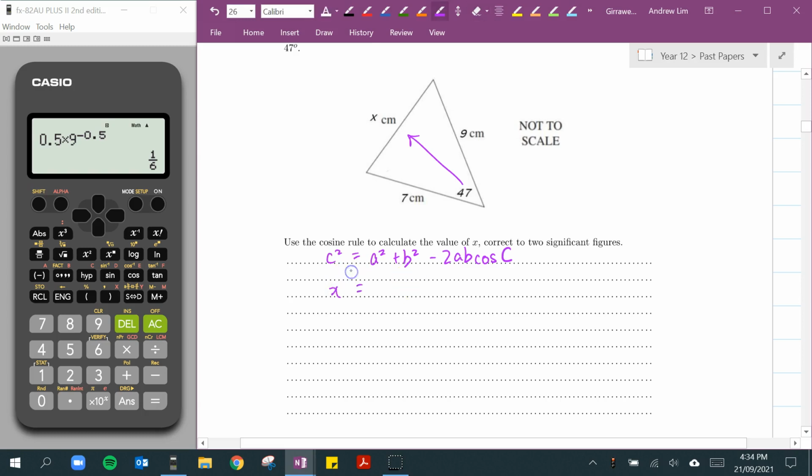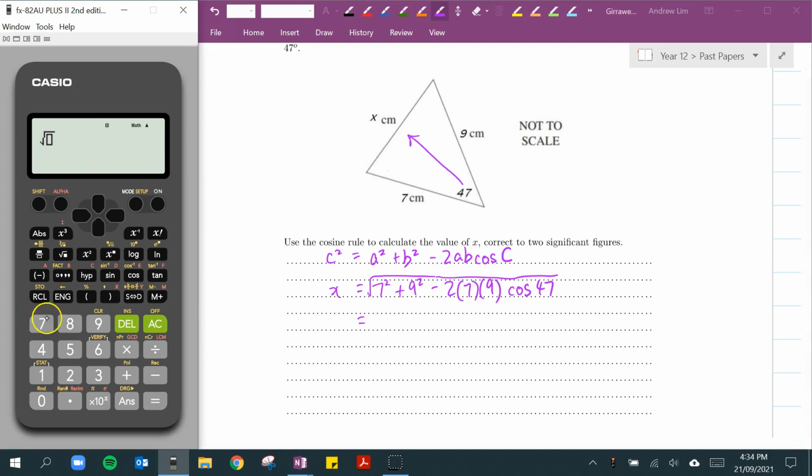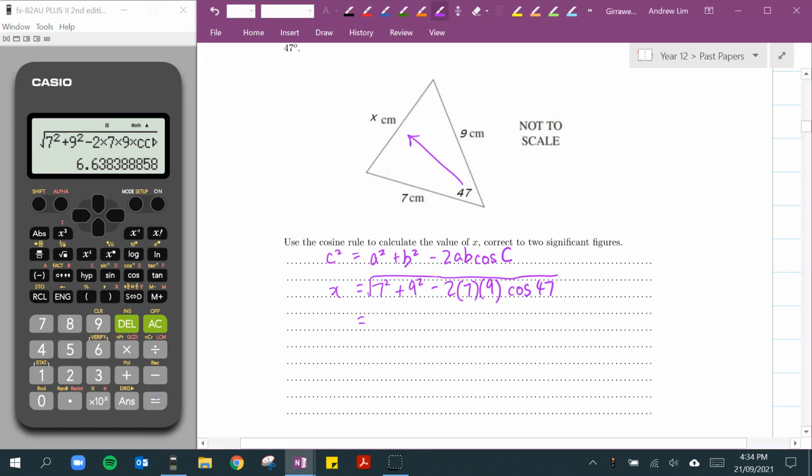So the side opposite that angle is the x, so we are going to replace c with x. Okay, I might just find x straight away. 7 squared plus 9 squared minus 2 times 7 times 9 times cosine of 47, but I'm going to square root this. Which is 6.6. The question says to two significant figures, so 6.6.